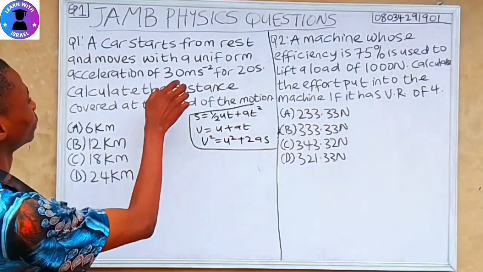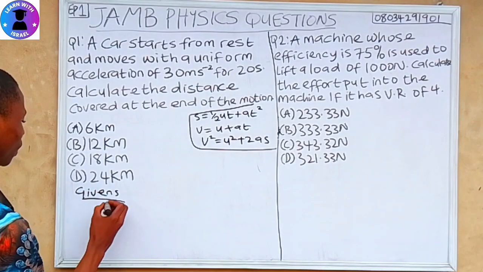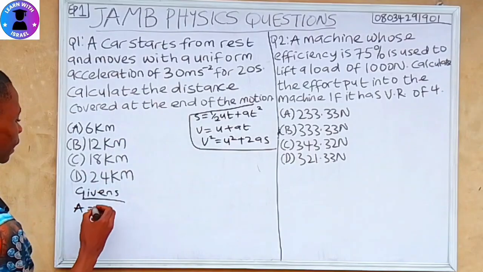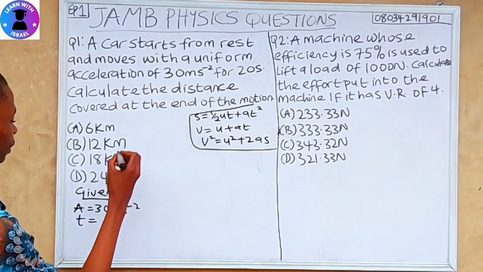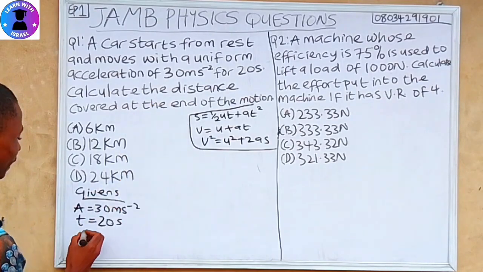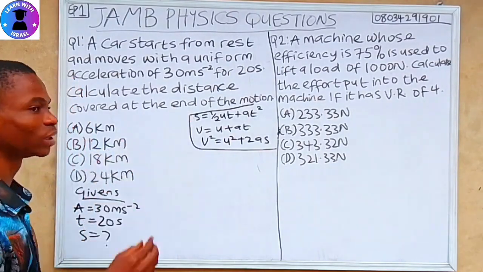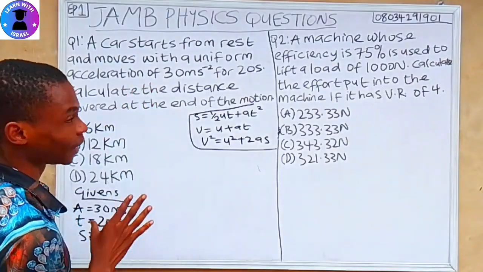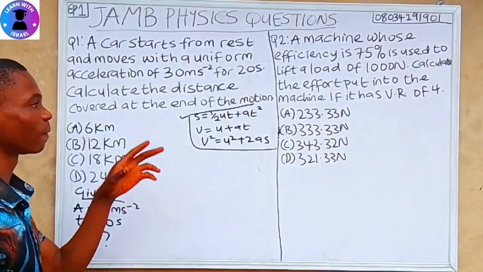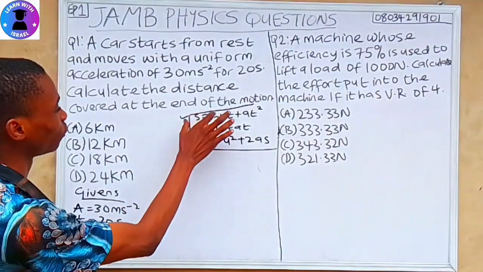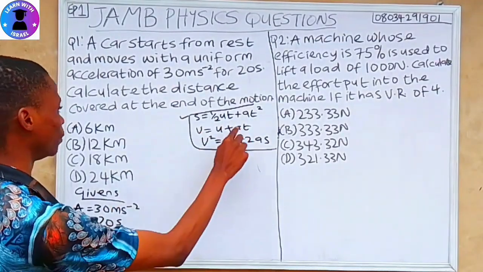So let's write out our givens. Our acceleration is 30 meters per second squared, and our time is 20 seconds. We are looking for our distance, which is represented as S. If we check all the formulas, the one suitable to solve the question is S = ut + ½at². The reason is that S is the subject of the formula and we are looking for S, and we also have our a and our t.